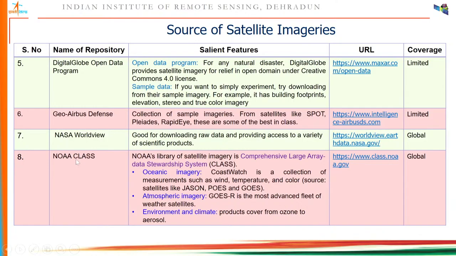Another website or data repository is NOAA CLASS. This is the NOAA library of satellite imagery, the Comprehensive Large Array-data Stewardship System, or we call it CLASS. You can get the oceanic imagery, the atmospheric imageries, and the environmental and climate related data. All these data sets are available as a global product from this data repository called class.noaa.gov.